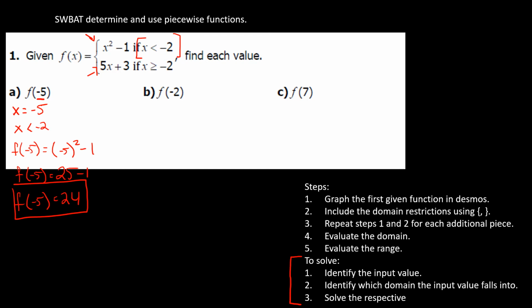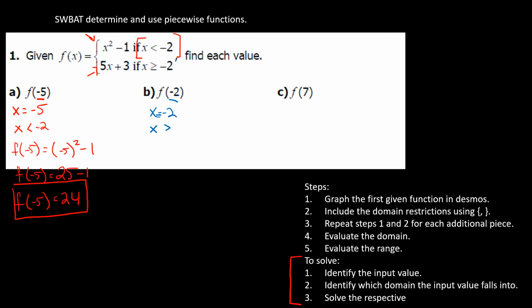Let's look at the next question here. The next one is x equals -2. So let's go over the steps. We identify the input value. Then we need to identify which domain. When I look at the domains, we have x is less than -2. So let's think about this -2 value. Is -2 less than -2? No, we know that they're equal, right? So let's look at the next domain. It says x is greater than or equal to -2.